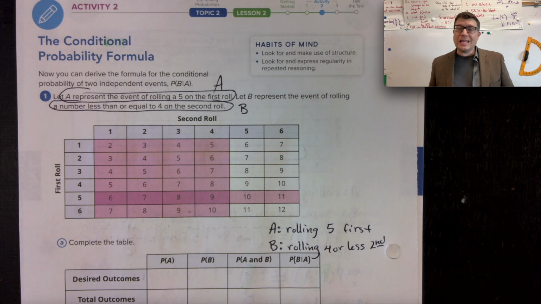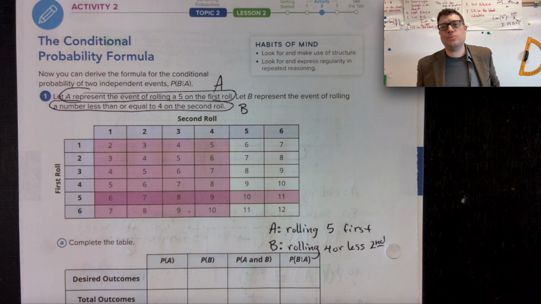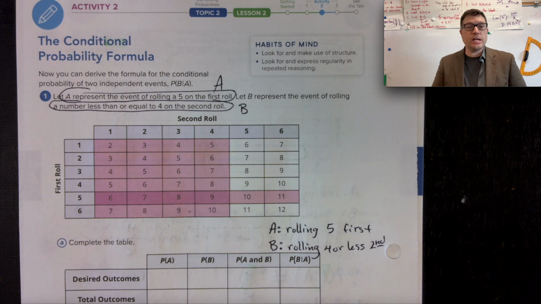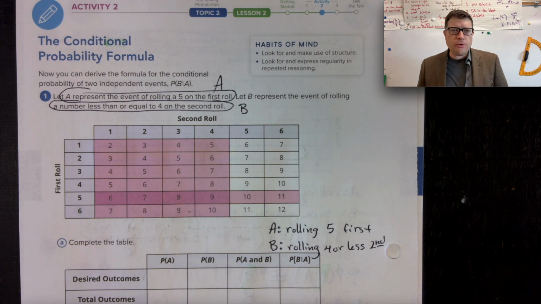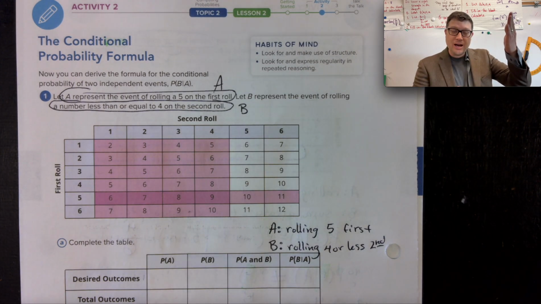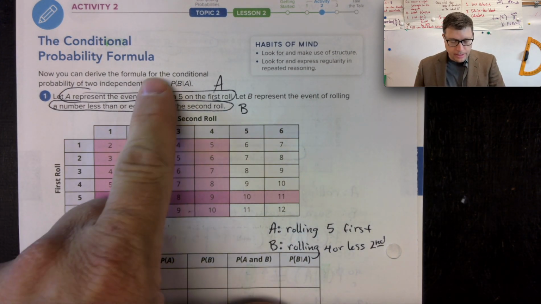If this is a lesson on conditional probability, then there has to be a formula. So let's talk about that. Let's get into this. Now you can derive a formula for the conditional probability of two events, the scenario P of B given A. Probability of B given A.